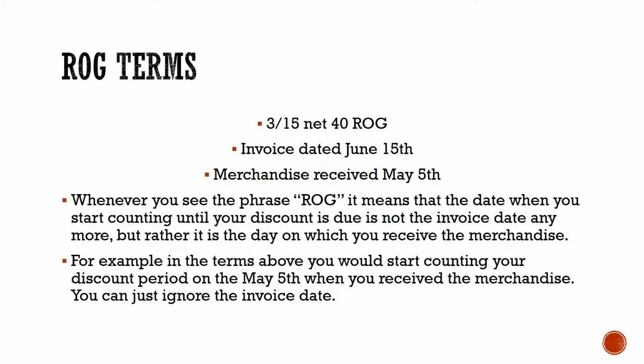ROG terms, receipt of goods. 3/15 net 40 ROG. Invoice dated June 15th. Merchandise received May 5th. Whenever you see the phrase ROG, it means that the date when you start counting until your discount is due is not the invoice date anymore, but rather it is the date on which you receive the merchandise. For example, in the terms above, you will start counting your discount period on May 5th when you receive the merchandise. You can just ignore the invoice date.